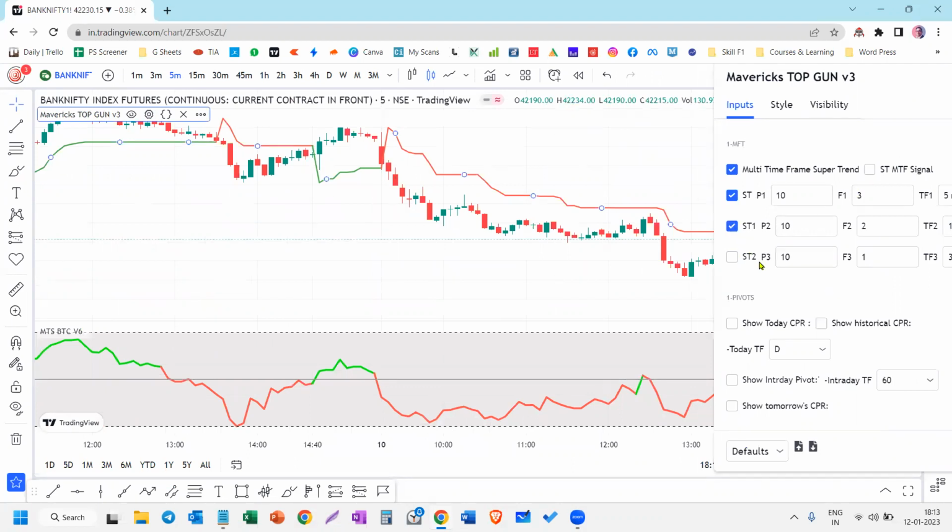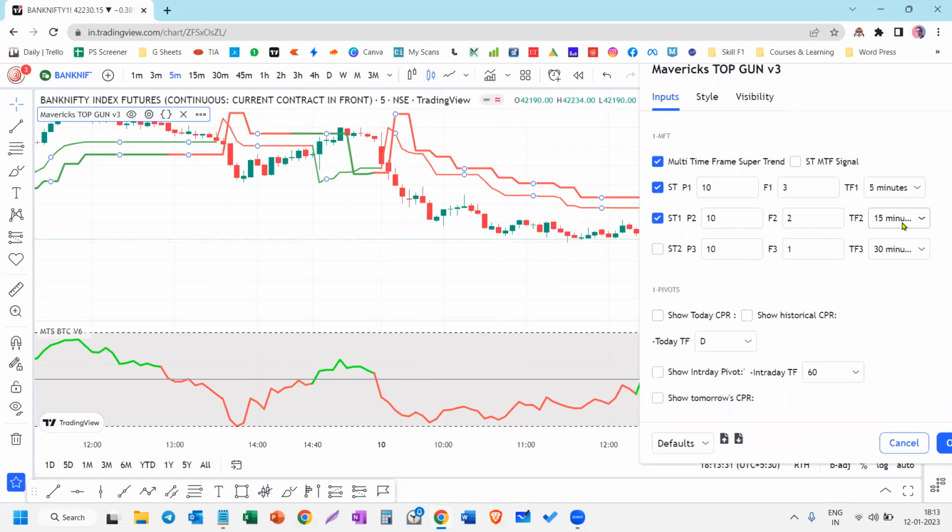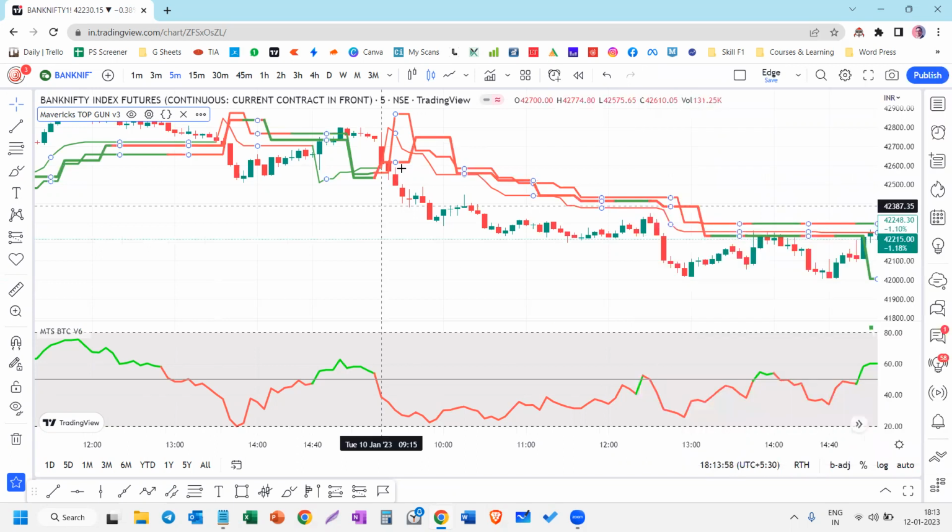Then switch on the second one and wait for the candle to break the second super trend, which is 15 minutes. So now we are sure that the higher time frame, 15 minutes, is also broken. You can start your trade here. But if you want extra confirmation and more accuracy, you can also select the third one. The moment you select the third one, you will see that the candle broke over here.